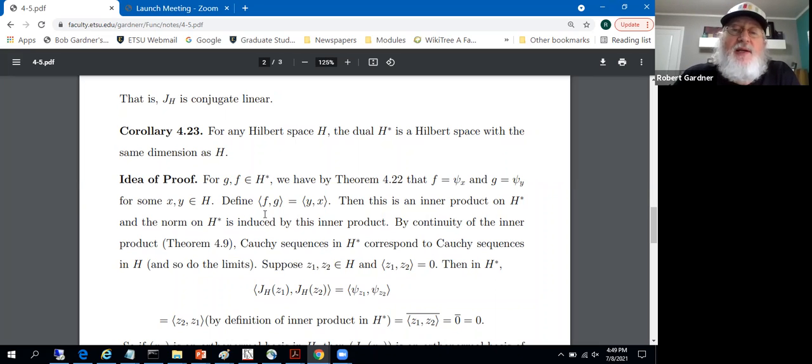So we will define the inner product of f with g to be the inner product of y with x. And not an error, the order's changed. So the order is different. The f was associated with psi sub x. The f is first here, and the x is second on the right-hand side. But that's the way we're defining the inner product. So this makes sense because this is stuff that's happening inside the given Hilbert space H. This is a definition that's going to give us an inner product on the dual space H star.